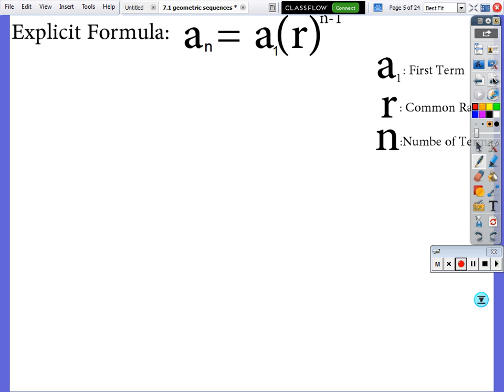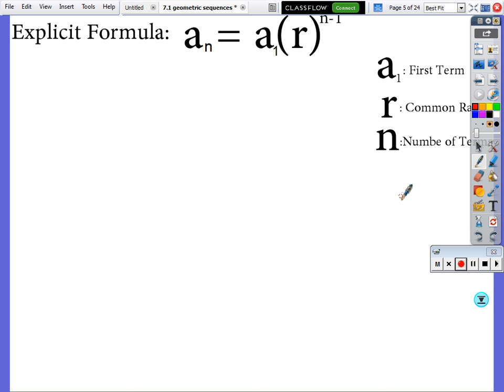So a sub n is equal to a sub 1, which means the first term, times the common ratio, so times r, raised to the n minus 1. So once again, a sub n means whatever term we want to find. And then a1 is the first term, r is the common ratio, what we're multiplying by each time, and n is the number of the term that we're trying to find here. So does anybody have any questions on what this is?